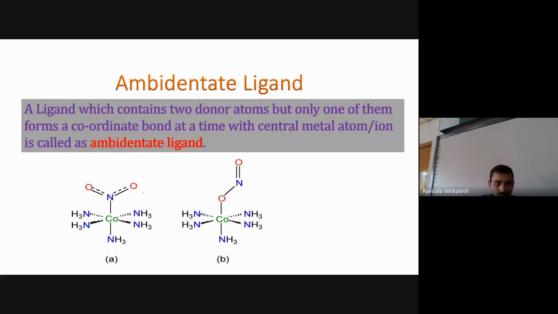Now take one example. This is a coordination complex compound. A ligand contains two donor atoms here: one is nitrogen, another is oxygen. The ligand is NO2 minus, and its name is nitro. A ligand which contains two donor atoms, but only one of them forms a coordinate bond at a time with the central metal atom, is called an ambidentate ligand.